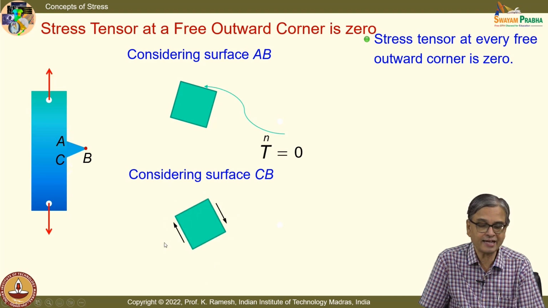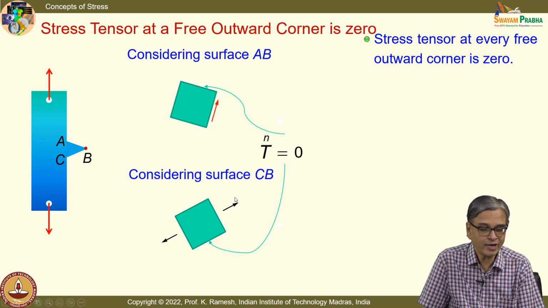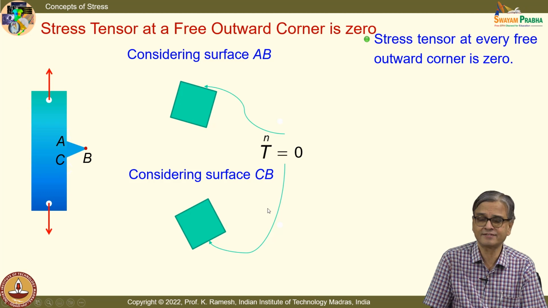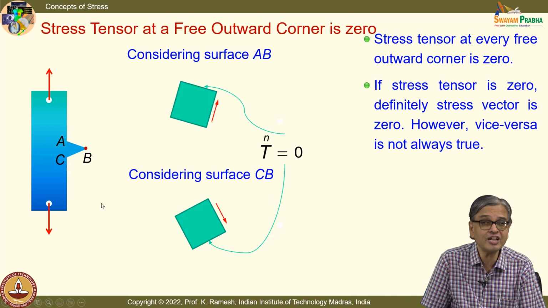Here again I take a hypothetical shear stress for us to investigate. This shear cannot exist, and in principle it can have a normal stress, and if I extend beyond CB, I don't have a material point to provide this. So this goes to 0, this also goes to 0. It gives a very interesting result that stress tensor on a free corner is 0.